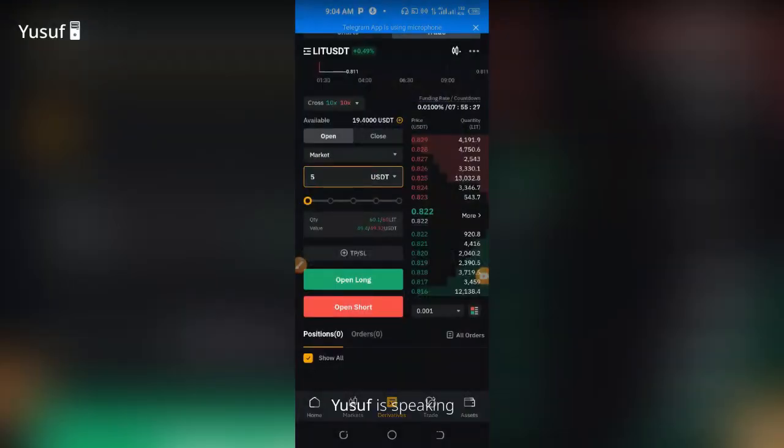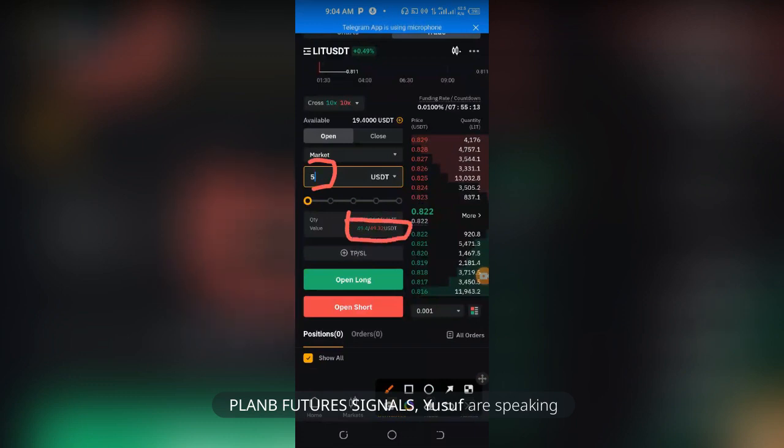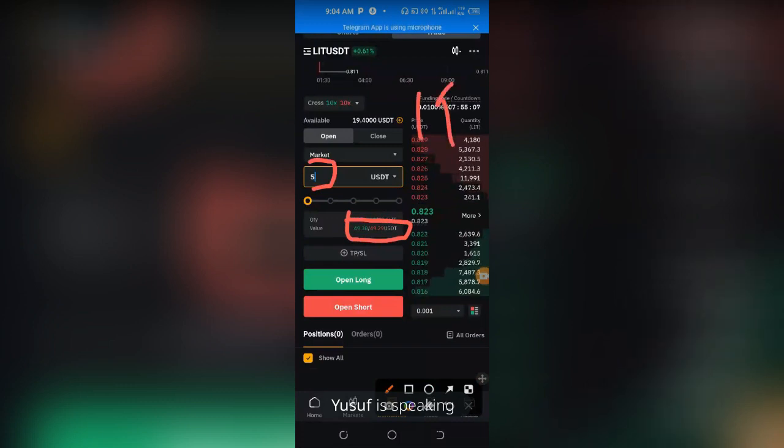Now, my question is, I have exactly $19.4 and I intend to use $5 out of it. So is the exact $5 showing here, with my leverage equivalent to 49 plus my leverage? Technically, I have about $194 with the leverage given to me.